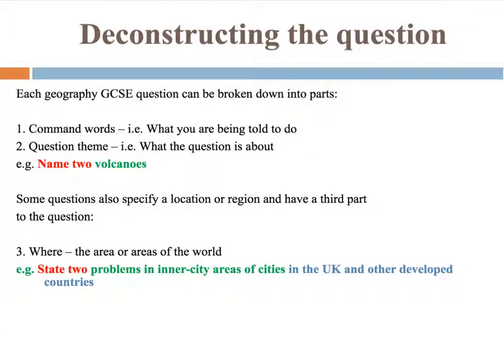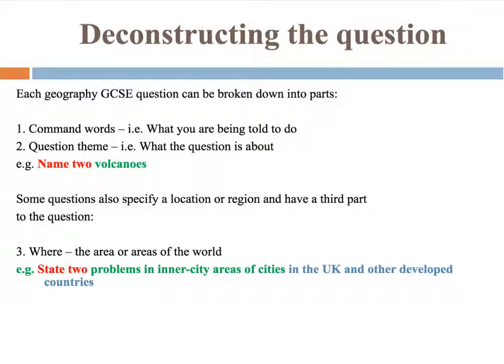One key thing every year that the examiners pick out as a problem is that students have the knowledge and they've worked really hard and they've revised, which we're confident you're doing, but they don't understand the question. So one thing that hopefully you've been experiencing in your geography lessons is deconstructing the question.